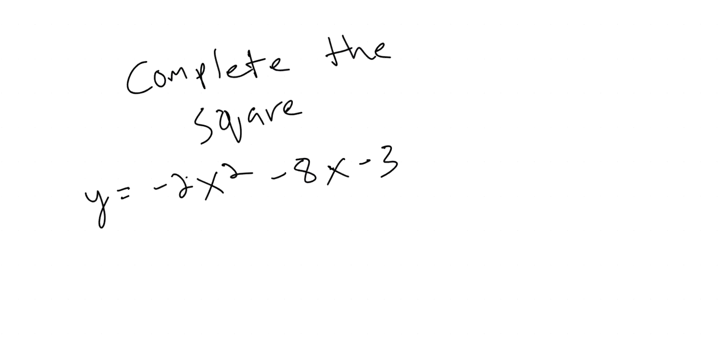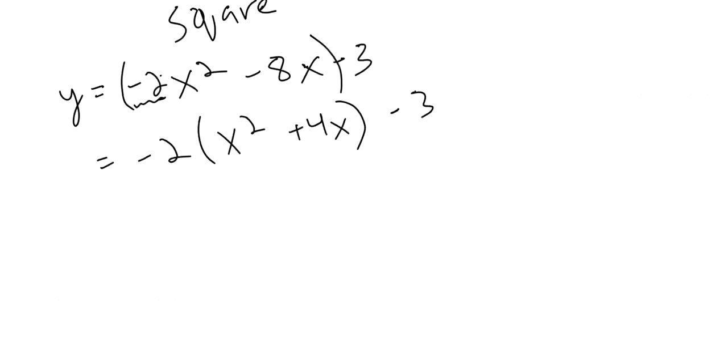So in this lesson, we're going to complete the square for the equation y equals negative 2x squared minus 8x minus 3. Well, the first thing we're going to do is isolate the first two terms. So we're going to put parentheses around them so we can visually isolate them. And next, we're going to factor out the negative 2. So it's going to be negative 2 times x squared plus 4x. And the minus 3 is still there.